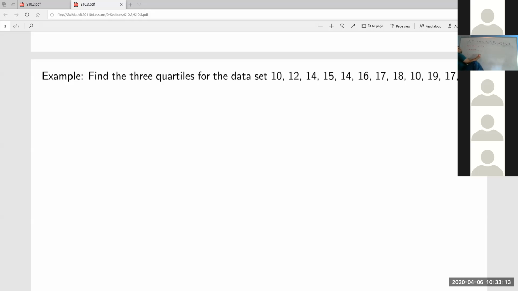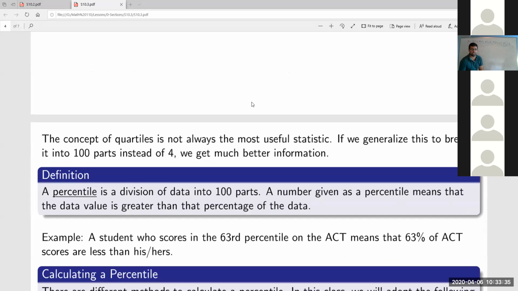So 17. You don't even have to plug anything in and do that really. You can just say, hey, the average of something and itself is itself. So this is quartiles for that data set.